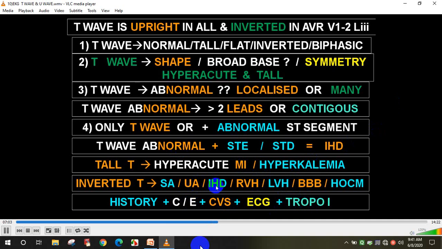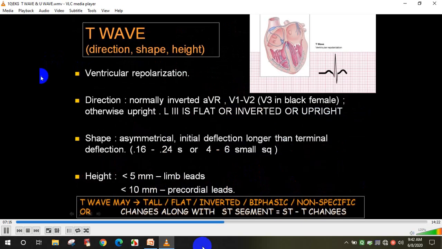It can be there in case of ischemic heart disease, and it will be always negative in all these conditions. Hypertrophic cardiomyopathy, bundle branch block, LVH, RVH, it will be negative. And even in case of a stable angina also, troponin will be negative.